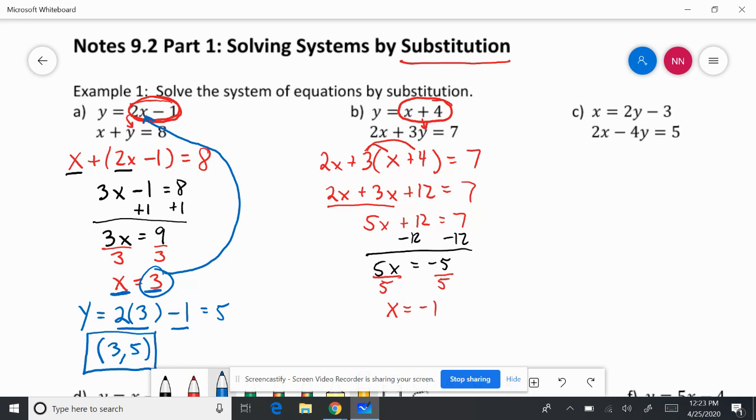Now remember, we're solving for x and y. So I'm going to take the negative 1 and substitute it in for the x in one of the equations. I'm going to pick the top one because it's easier. And so I get y equals, instead of an x, I'm putting a negative 1, and I'm adding 4, which gives me 3. Now my answer is an ordered pair, and the ordered pair is (-1, 3).